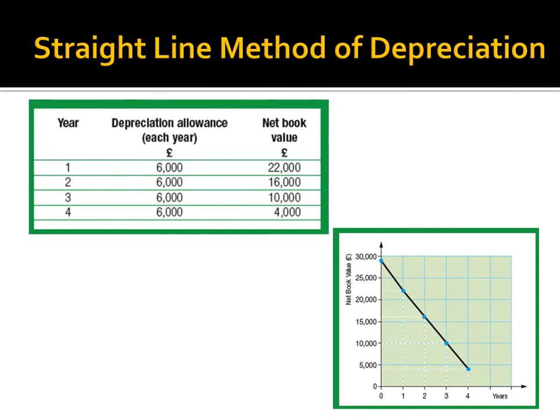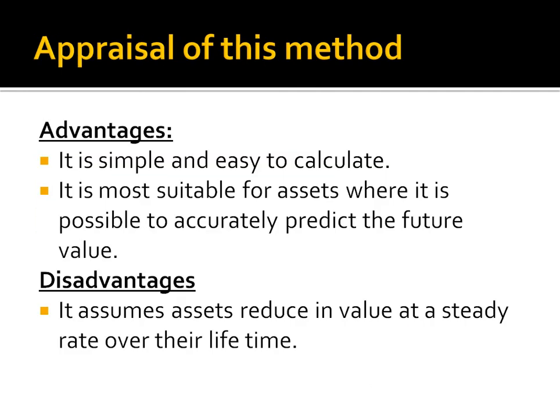So, if we look at the net book value of this asset over time, at the end of the first year, £6,000 has been subtracted from the original cost. So the net book value is £22,000. At the end of the second year, it's £16,000. At the end of the third year, it's £10,000. And at the end of the fourth year, it's £4,000. This is assumed to be the resale value of this delivery van. So the net book values will be recorded in the balance sheet as the value of that asset, and £6,000 depreciation on that asset would be listed as an expense in the profit and loss account.